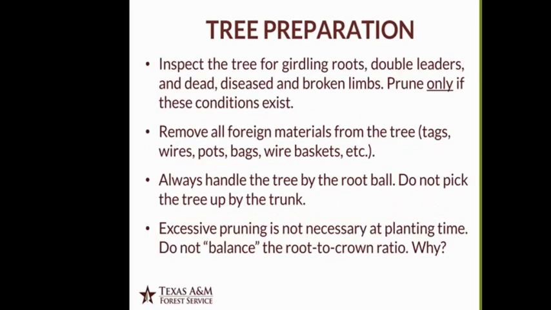Again, inspect the tree for girdling roots and things like that. Only prune if those conditions exist, like a double leader. We want to make sure we get rid of that and the girdling roots. Remove anything that's not organic: tags, wires, pots, bags, anything like that. Handle the tree by the root ball.